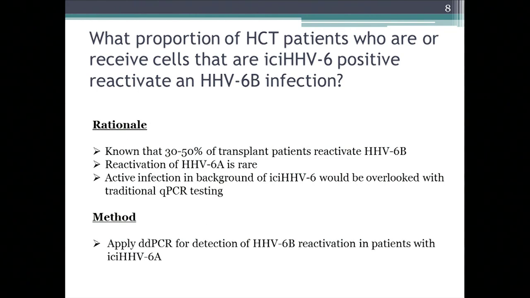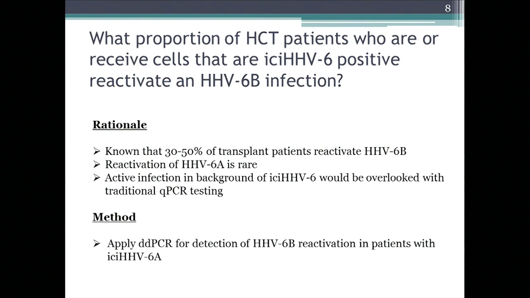I mentioned on the previous slide that we tested this assay and our previous clinical droplet digital PCR assay, and the clinical results are concordant in terms of determining the ratio of HHV-6 A or B to cellular genomic equivalents. To utilize this test outside of just the clinic, but also in research, we wanted to determine what proportion of HCT patients who are CI HHV-6 positive or receive cells that are ICI HHV-6 positive will reactivate an HHV-6B infection, because now we actually have an assay where we can determine that by just looking at the DNA.